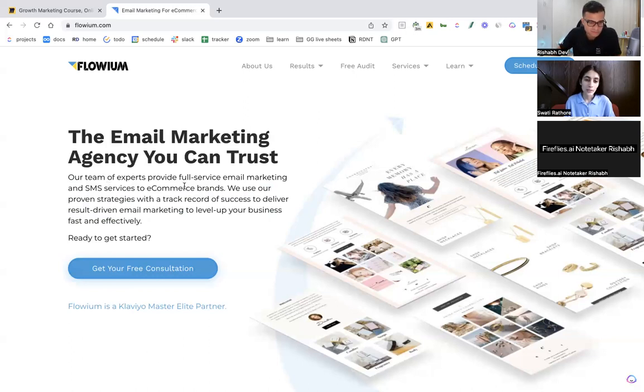A team of experts provide full service email marketing and SMS services to e-commerce brands. We use proven strategies with a track record of success to deliver result-driven marketing to level up your business fast and effective. Ready to get started?